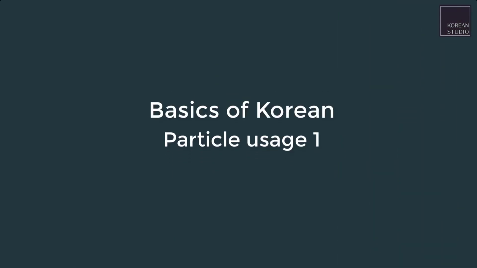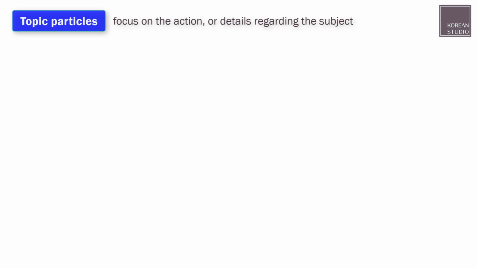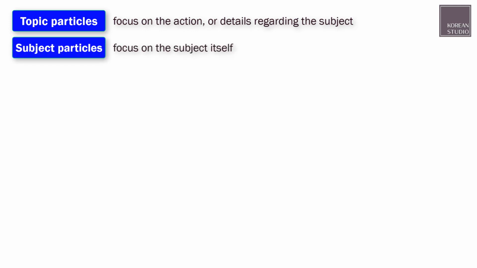Okay, so that's the structure of how these particles are used, but let's look at how they give meaning to the sentence. Now, the key difference between topic particles and subject particles is what they focus on in the sentence. The topic particles focus on what the subject does, or what's being said about the subject, whereas the subject particles focus on the subject itself.